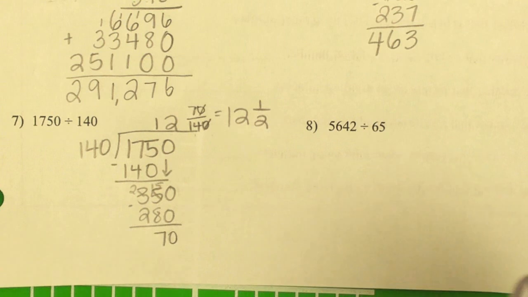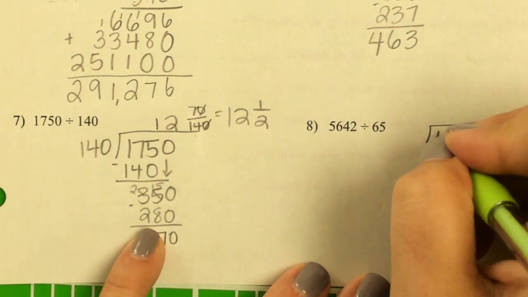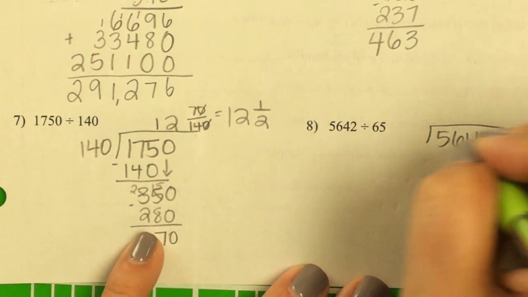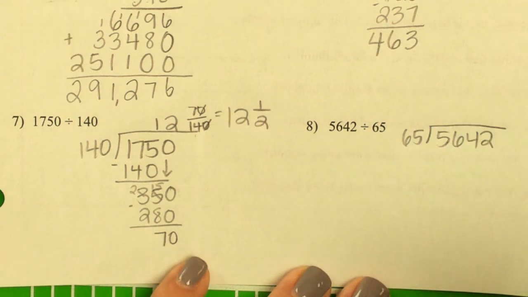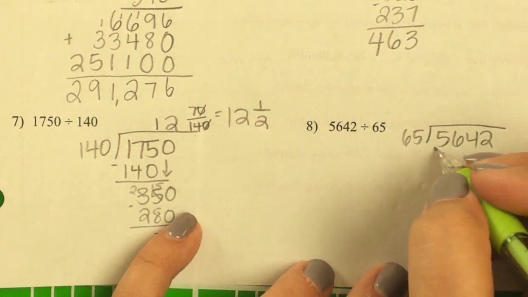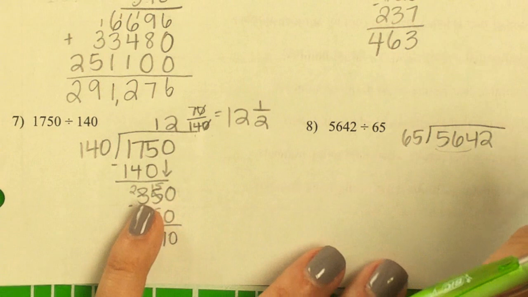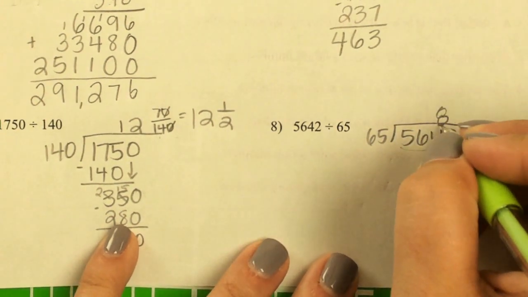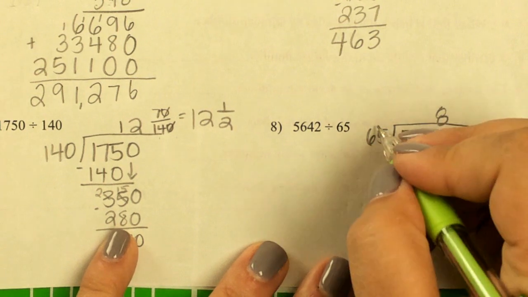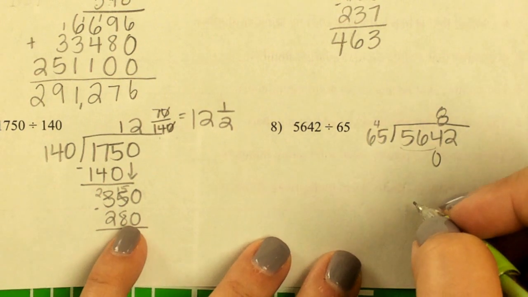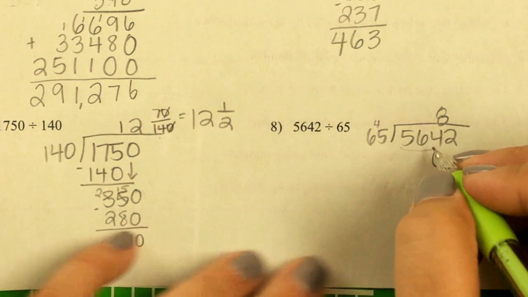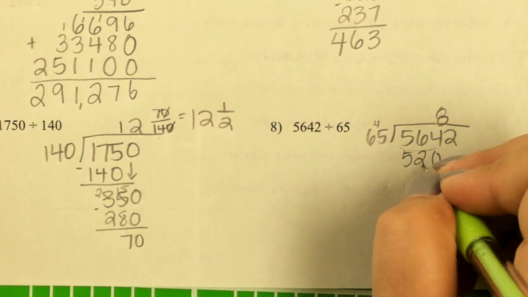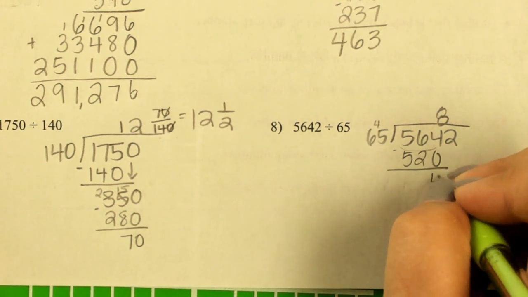All right, last one on the front. 5,642 divided by 65. Okay, we're looking at 564. How many times will 65 go into that? 8 times. 8 times 5 is 40. 8 times 6 is 48. Plus 4 would give us 52. Very good. Okay, so 4, 4.